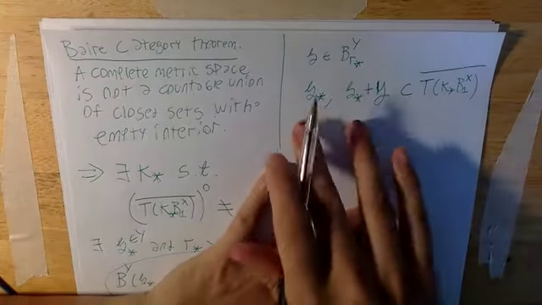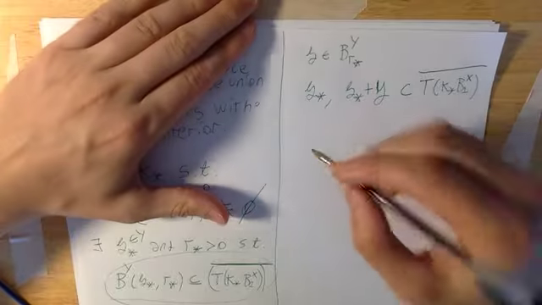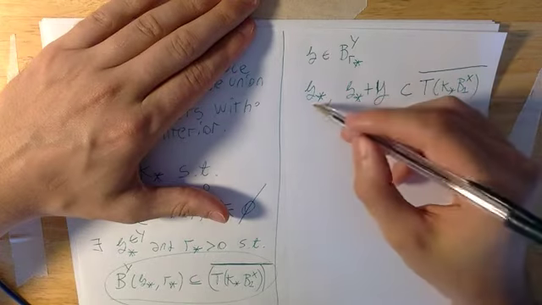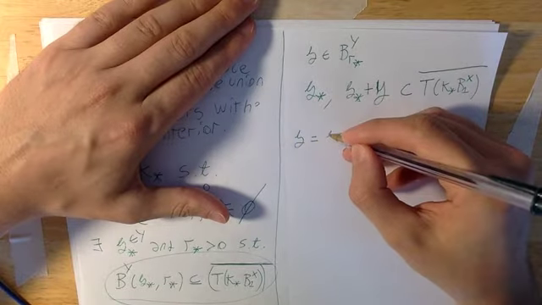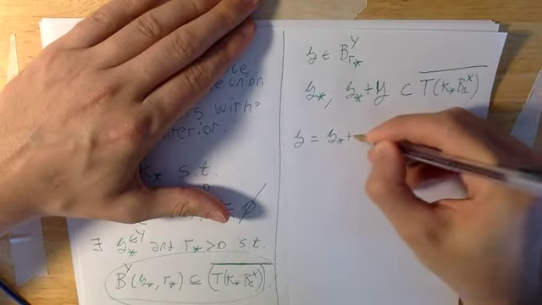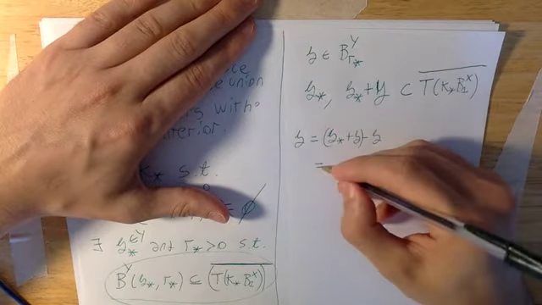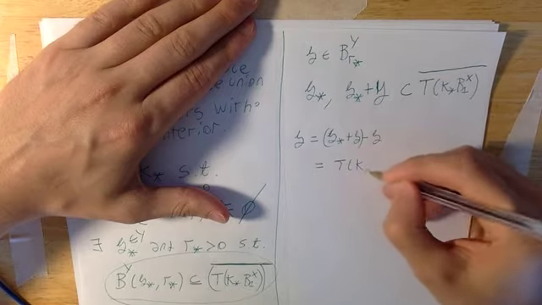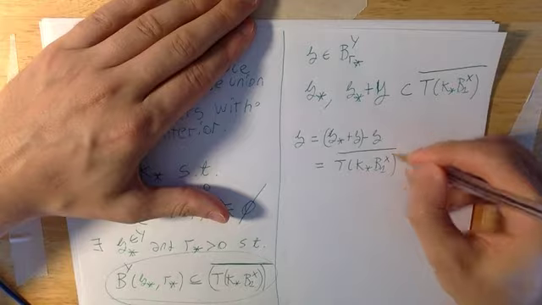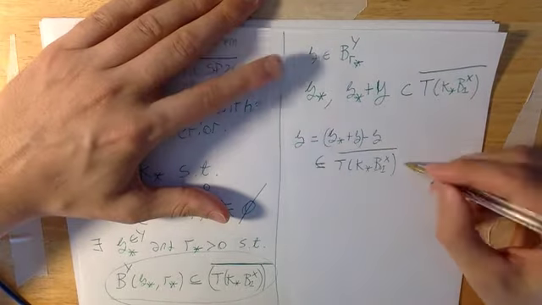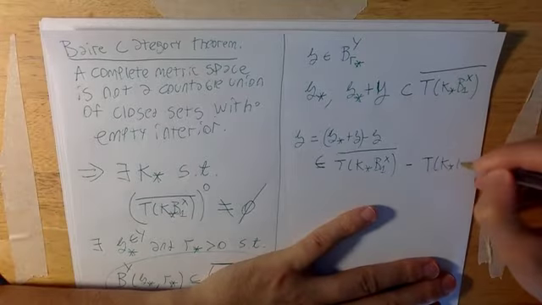So in particular, now we can take the difference of these two, and this is going to be in the difference of the closures. Okay, so now we do a little algebra. y is equal to y star plus y minus y star. But these are in the closure of T of k star B1(X), so this is in the closure minus another element of the closure.